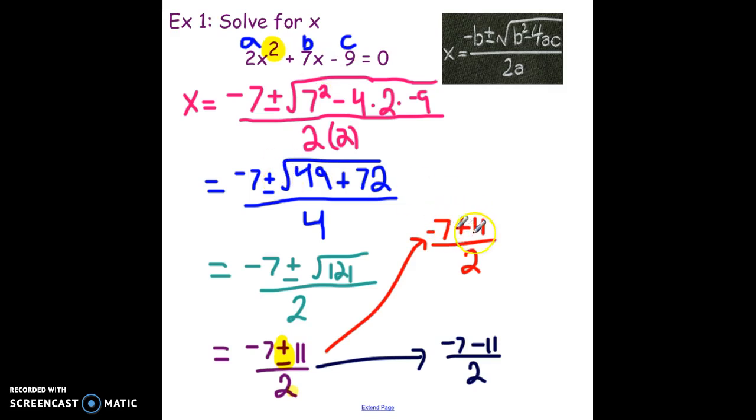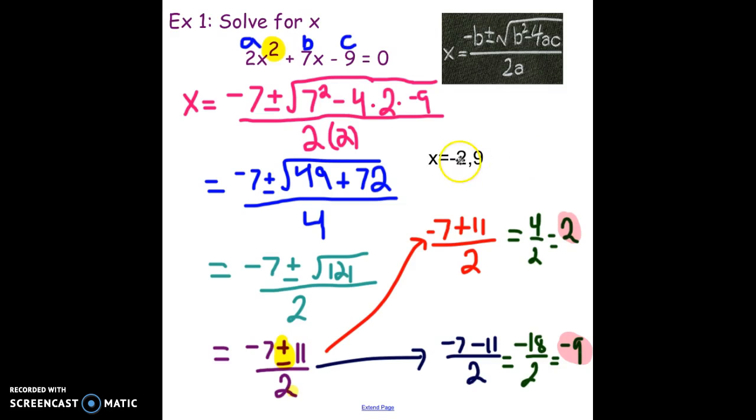Negative 7 plus 11 is going to be a positive 4 over 4, which is just 1. I've got negative 7 minus 11, that's a negative 18 over 4, which is a negative 9 halves. So my two answers for this are x equals 1 and x equals negative 9 halves. And you can just go ahead and write those side by side like that.